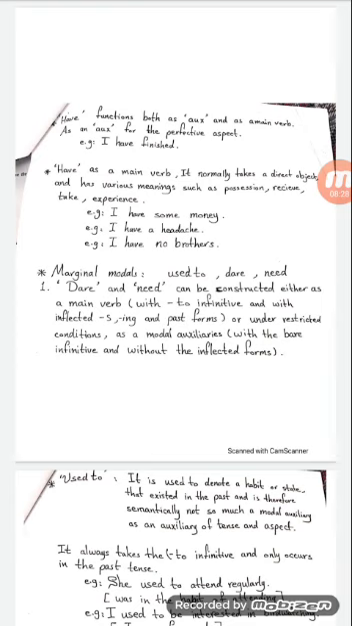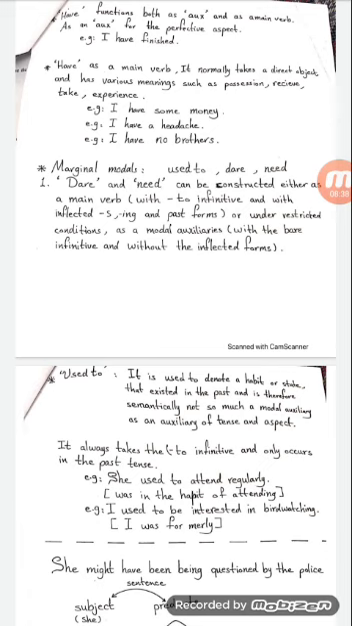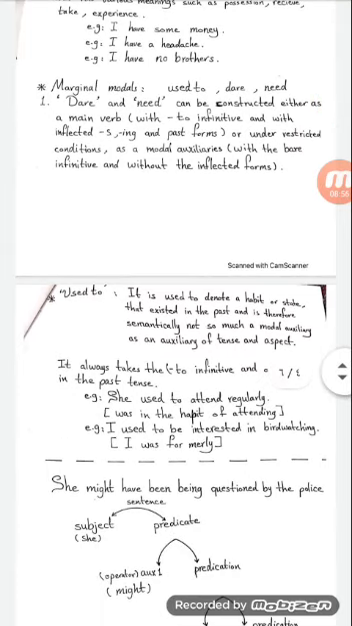Used to, if it is used for a habit or a state, is a main verb that existed in the past and is therefore semantically not so much a modal auxiliary as an auxiliary of tense and aspect. It always takes the to-infinitive and only occurs in the past tense. "She used to attend regularly" was in the past, so the habit of attending regularly in the past. "I used to be interested in bird watching." This means that I was formerly interested in bird watching.